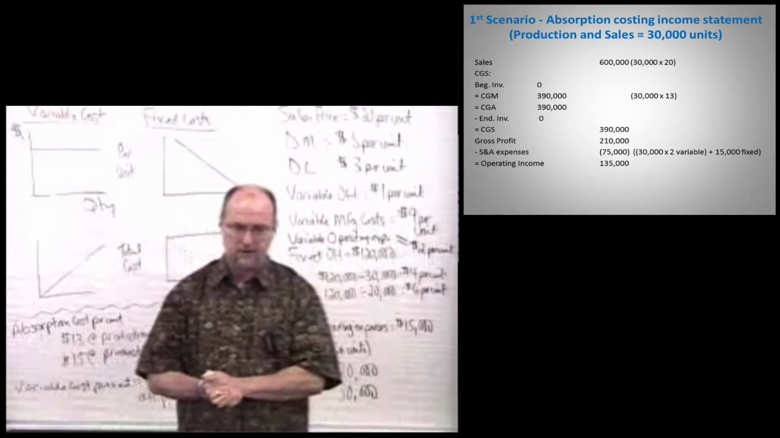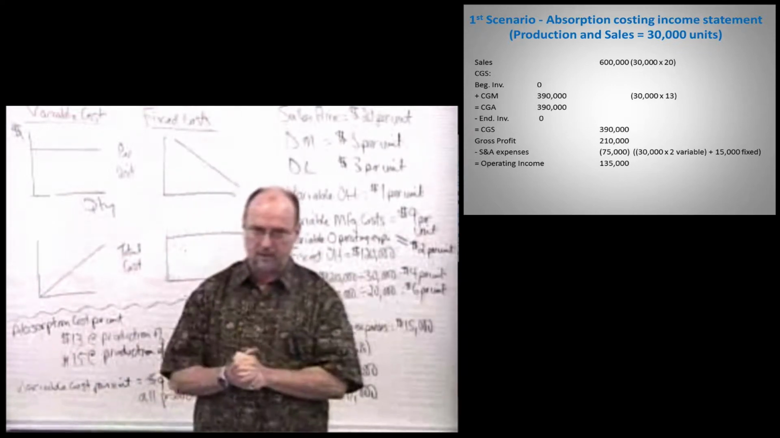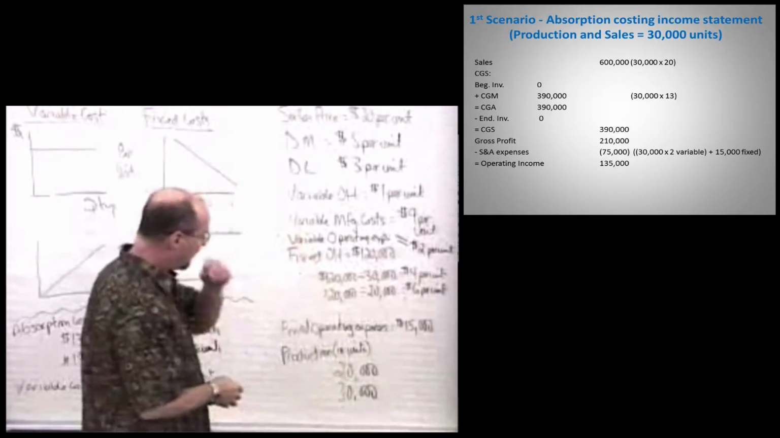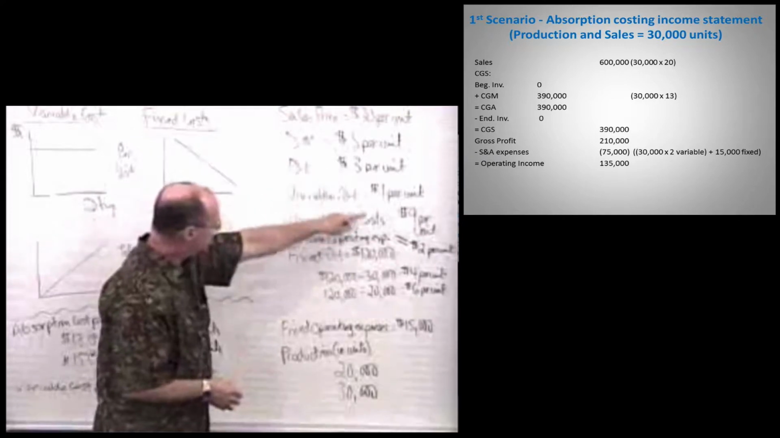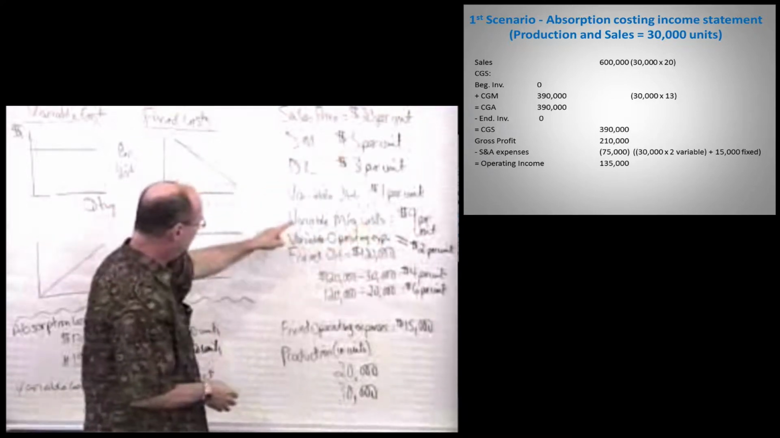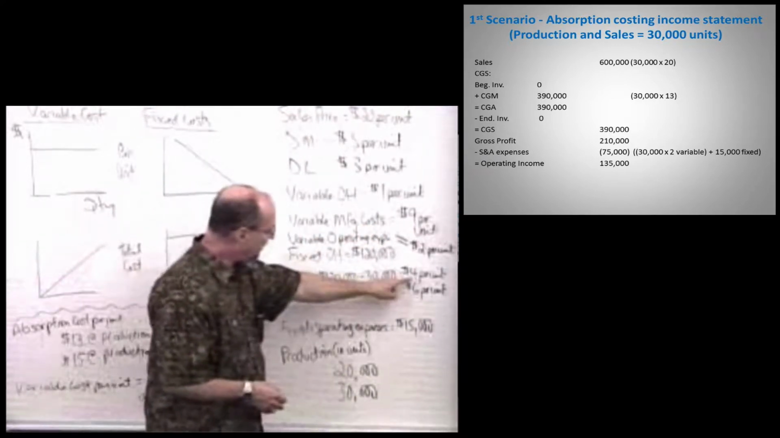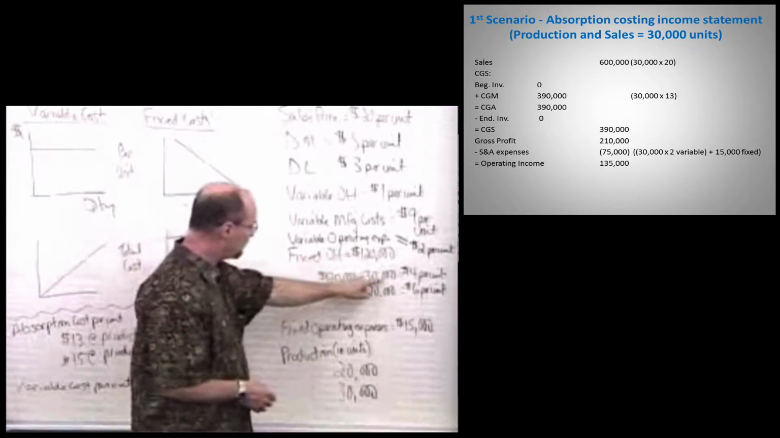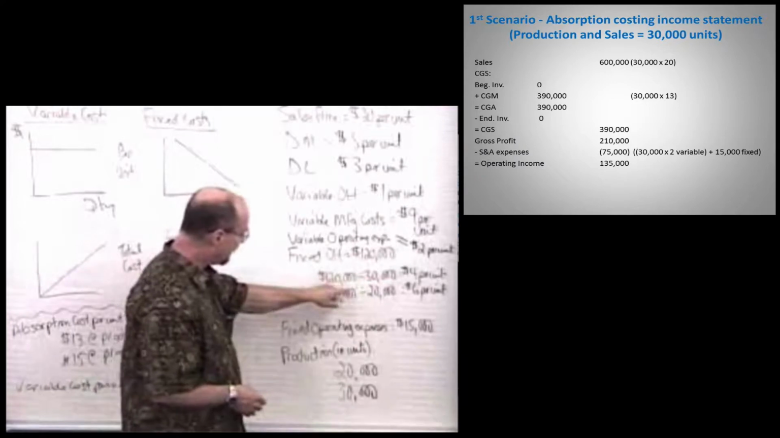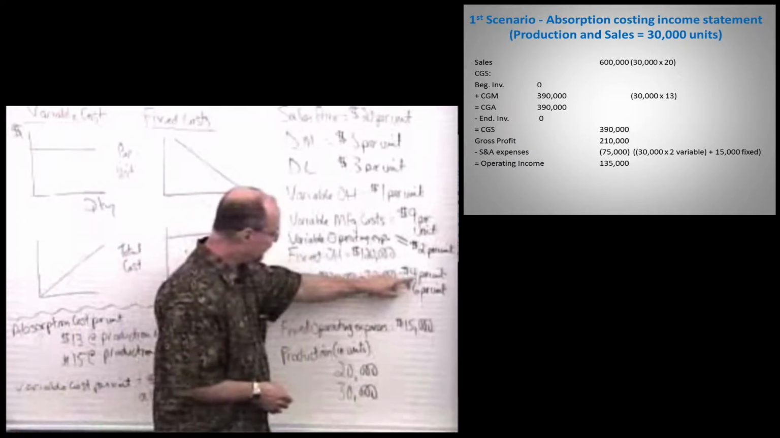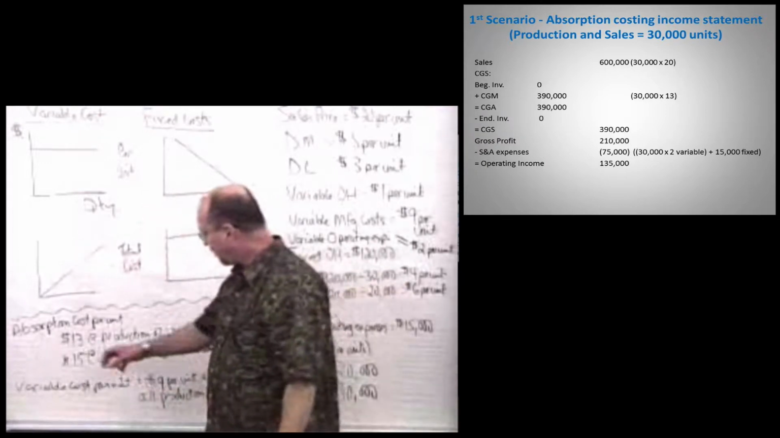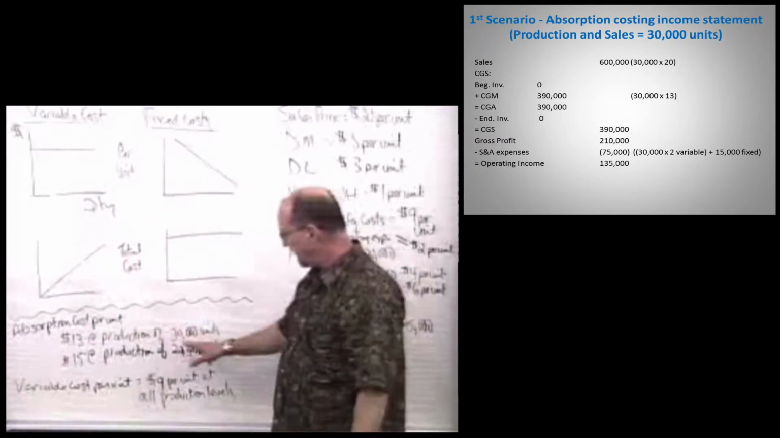The cost of goods manufactured under absorption costing, $13 per unit, which again is my product costs. $9 variable manufacturing plus $4 of fixed overhead. It's $4 because we're producing 30,000 units. 120,000 divided by 30, $4 per unit. 9 plus 4, my product cost under absorption costing is $13 per unit.